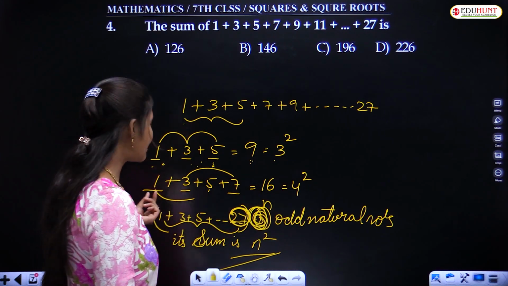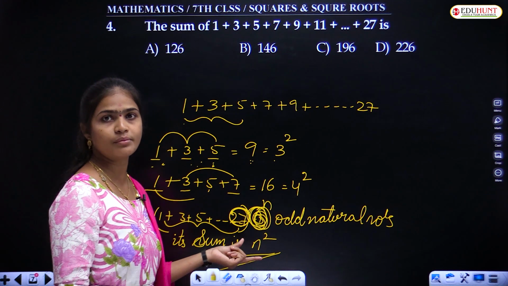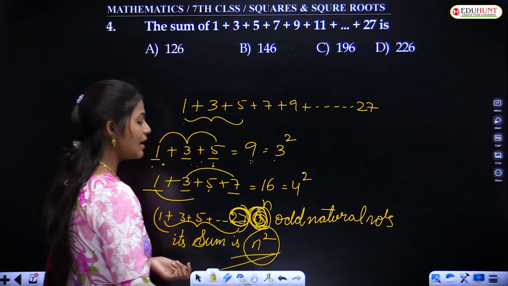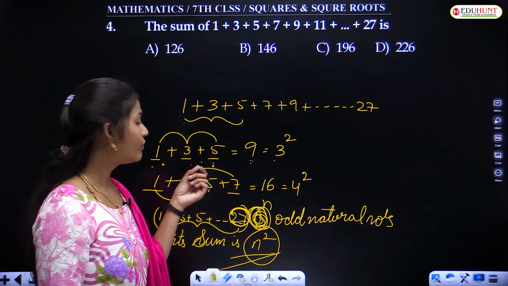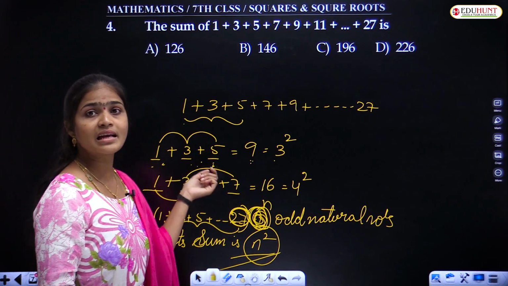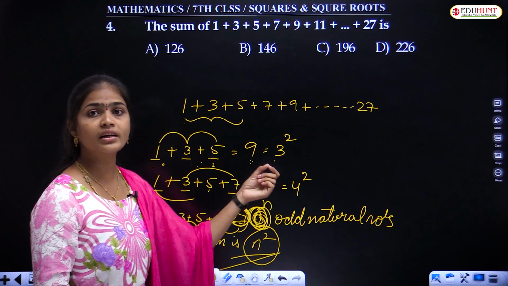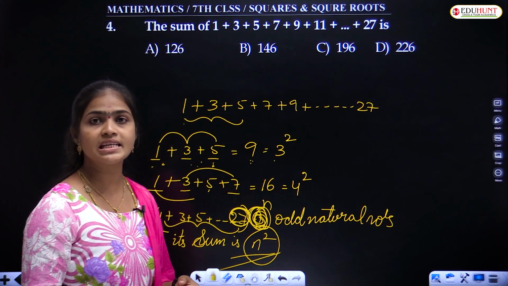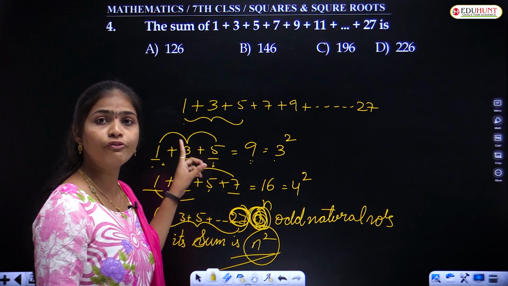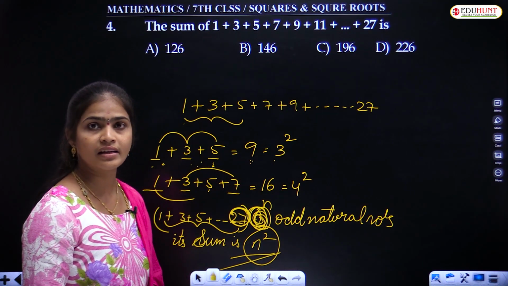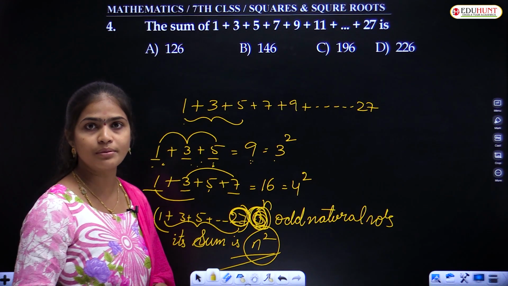Then how to find the sum of all these odd natural numbers? The formula is n square, and we apply this only when possible. The sum of the first n odd natural numbers is equal to n square. Here n is equal to the number of odd natural numbers given.